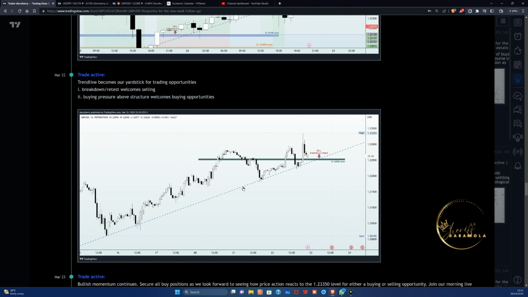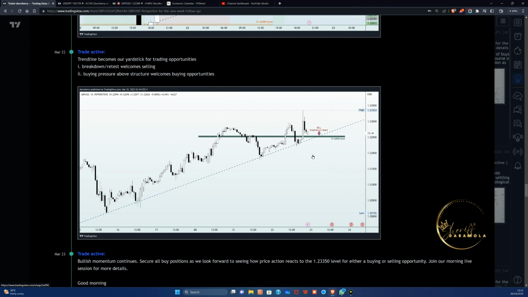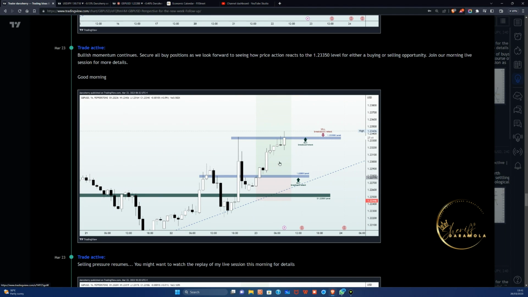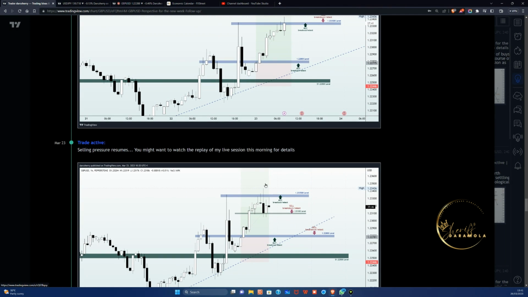Then on that night, I think the last trading hours of the New York session that day, I shared a simple setup where we were using the 1.22500 level as a yardstick for trading activity. And what happened afterwards, buying pressure resumed above that level, triggered our buy position, and at this point we had another buy position running in profit.